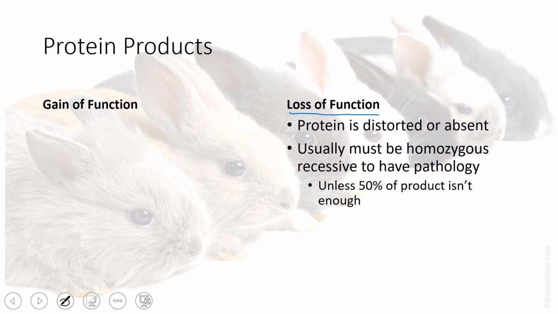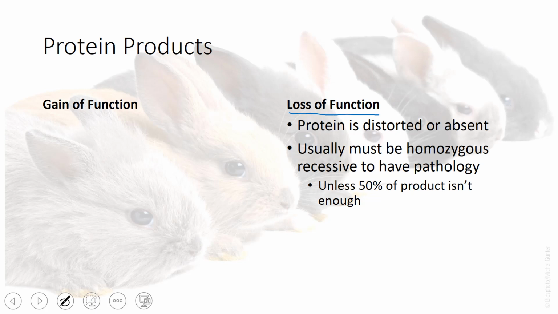Now, in most of these, in order to actually experience the pathology, the individual has to be homozygous recessive for that mutation, so that they don't make any of that protein product, because usually as long as you make whatever that protein product is, you're going to be fine.